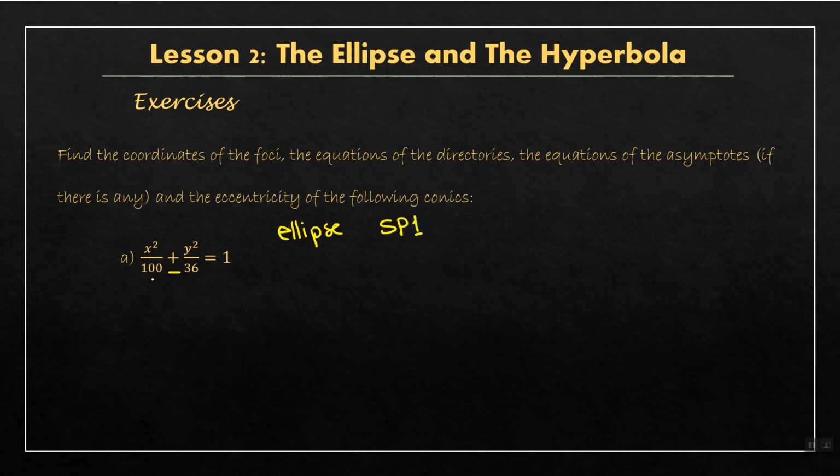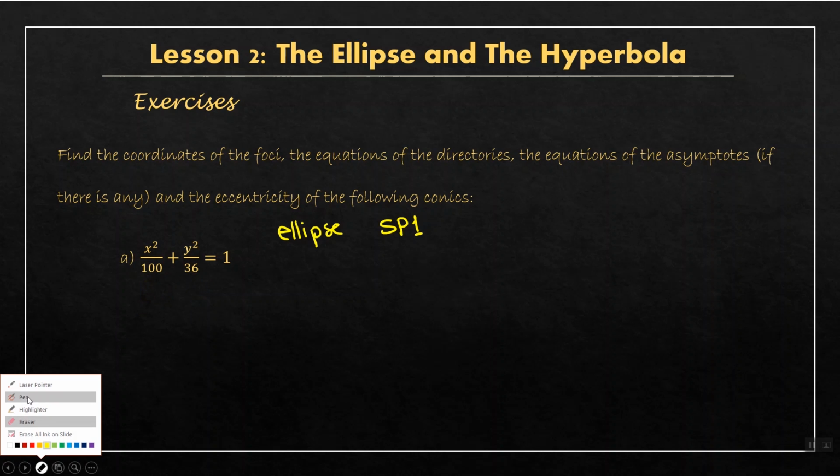The bigger number is a, so this is a squared here. And this here is b squared. So because a squared is the denominator of x, this is SP1. If a squared is the denominator of y, it's going to be SP2. So this here is SP1. Okay, so it's an ellipse with SP1.